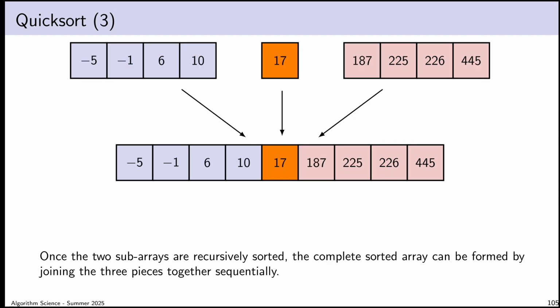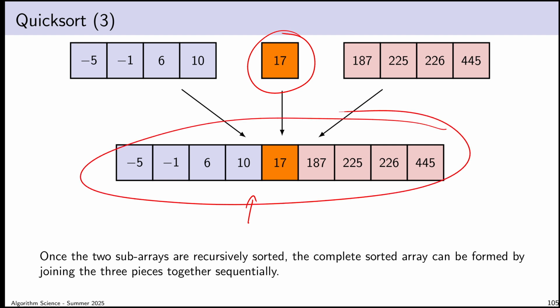Then I recursively sort the two subarrays. The thing in the middle does not need to be recursively sorted because it's just 17. And then I just mash all three of them together. And of course, that's very simple. I just concatenate all three of them. An interesting observation here is that to concatenate the three arrays, I have to iterate over all three of them.